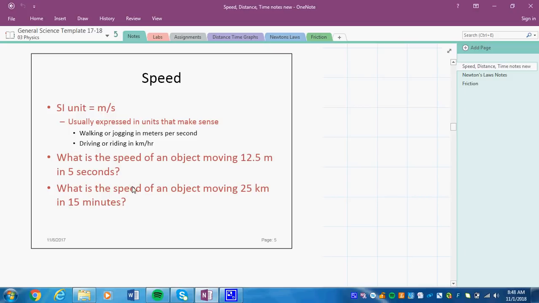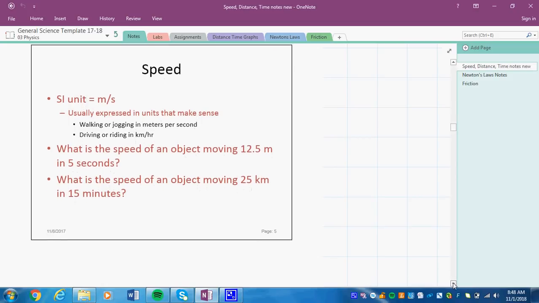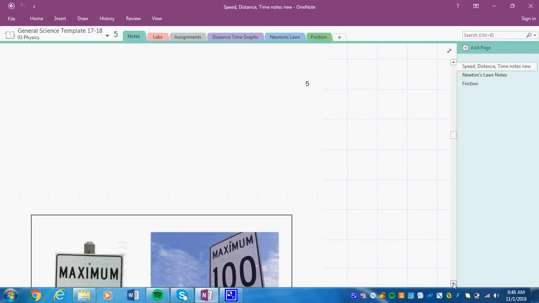All right, we'll go to the next one. I'll give you a couple seconds to figure that one out. Again, what are you going to do? You're going to take 25 divided by 15. I'll give you a second to do that. Okay, hopefully you got that done. 25 divided by 15 gives us 1.6 repeating meters per second. Pretty simple calculation.